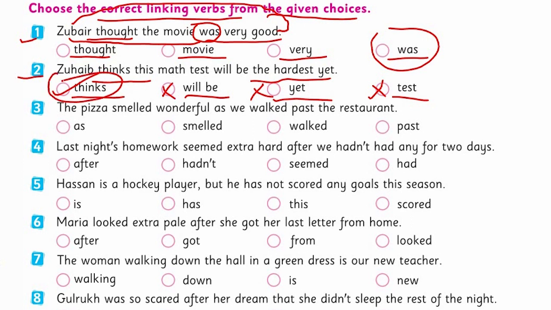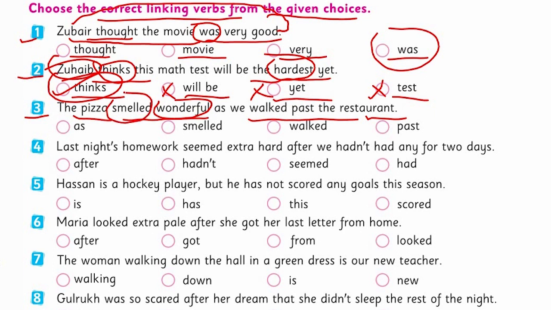The main verb here, thinks, acts like a linking verb here because it is connecting Zuhair and the adjective hardest with one another. The third one here: the pizza smelled wonderful as we walked past the restaurant. Which one is the linking verb here? The pizza smelled wonderful. Pizza here is the noun. Wonderful is the adjective here. So what is connecting them? Yes, smelled, the main verb here, because we don't have been, being, was, were, is in that sentence. So smelled is the right option here.